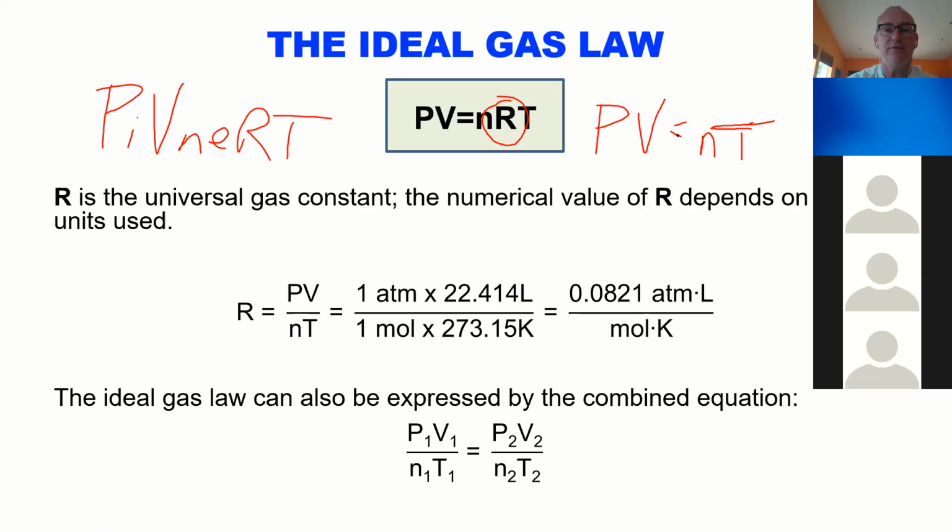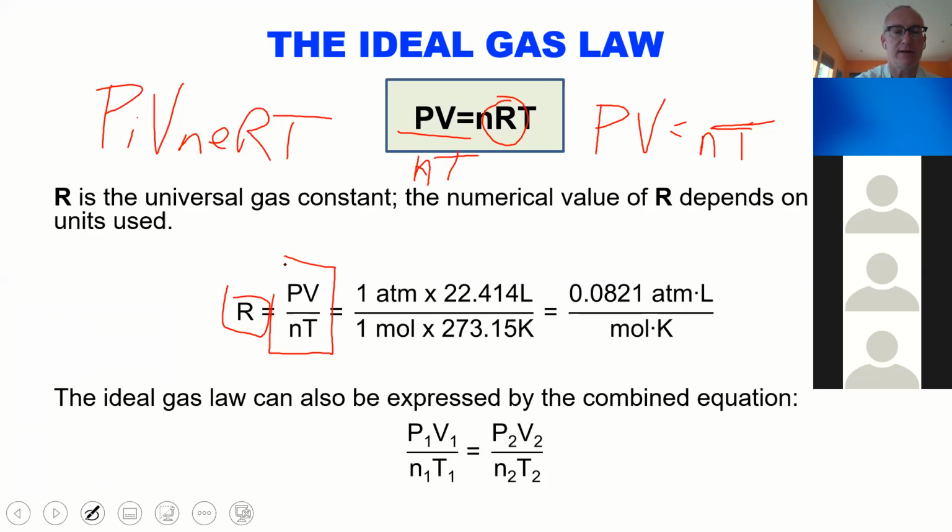And so if we take this equation and we move everything to one side, we just leave R by itself, and we have PV divided by N. Where's my eraser? So PV divided by N and divided by T. That gives us this expression down here.